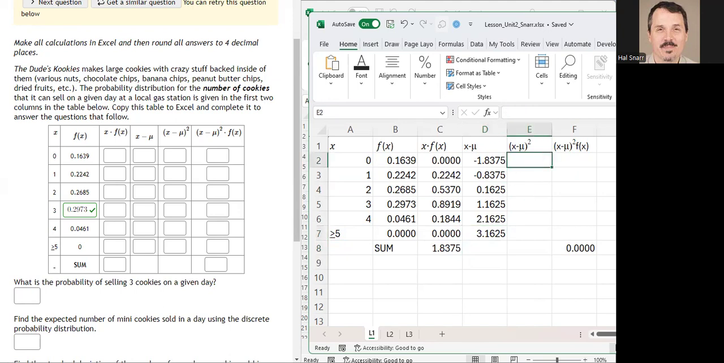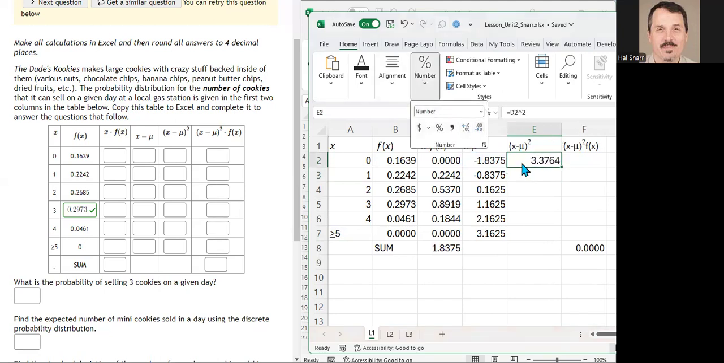Now what I want to do is square these deviations. So I'm going to type equal D2 for this first deviation from the mean, and raise it to the second power. I'm going to change this to 4 decimal places, and then drag it down.